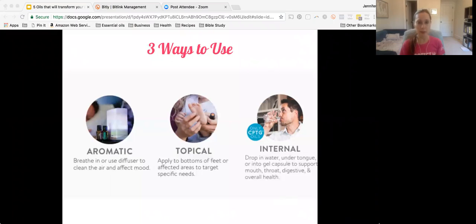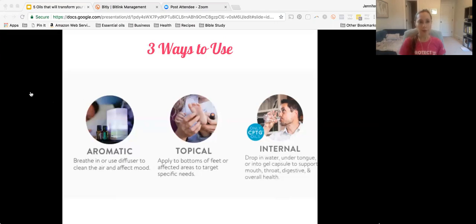That is incredibly important. But if it says it's okay for internal use, then you can add 1 to 2 drops to a little bit of water or any sort of liquid, tea, coffee, anything like that, your smoothie. Or you can also add 1 to 2 drops to a veggie capsule and take it as a supplement. And the benefit of this is to really support and nourish your internal organs. So your detoxification system, your liver, your kidneys, your digestive tract. All right. So, and we'll talk about that a little more throughout the class as we talk about specific oils.